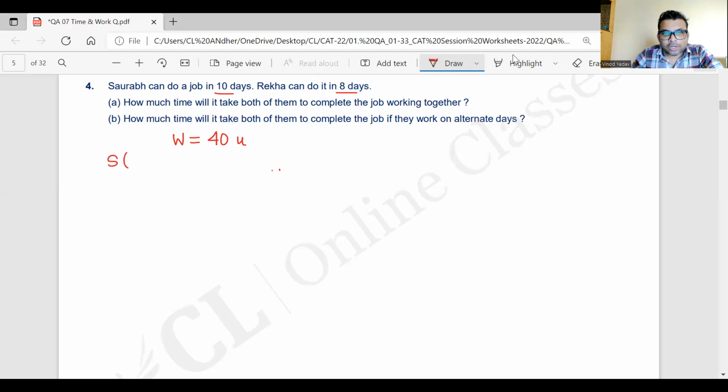Saurabh can do it in 10 days. So its efficiency kya ho gaya, friends? Come on. Per day kitna hota hai? 40 divided by 10. So 4 units per day. Rekha can do it in 8 days. So 8 fives are 40. So 5 units per day.